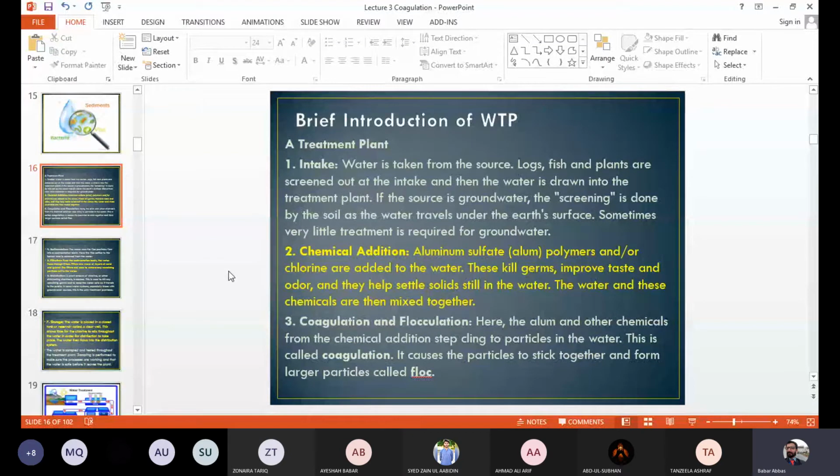So in coagulation and flocculation you add chemicals and do rapid mixing, that is called coagulation. Then you do slow mixing, and the particles you congregate, integrate, agglomerate, gather, join together, and they become larger particles. These larger particles are called flocks, and these flocks are later settled down by the force of gravity, and after the settling of these flocks, your water is relatively clear or purified in terms of the suspended solids.